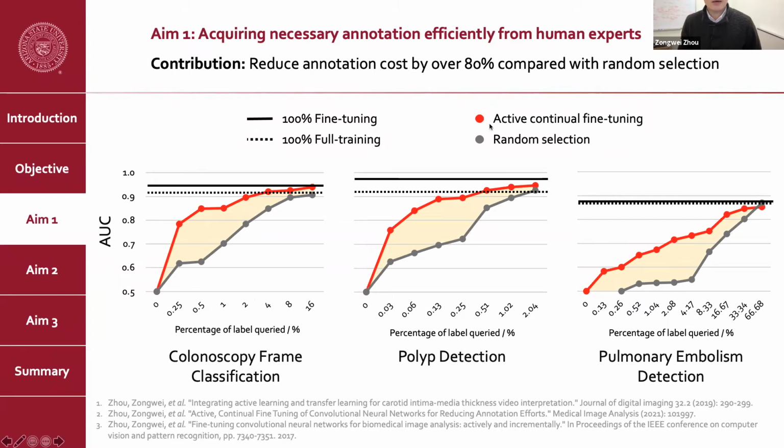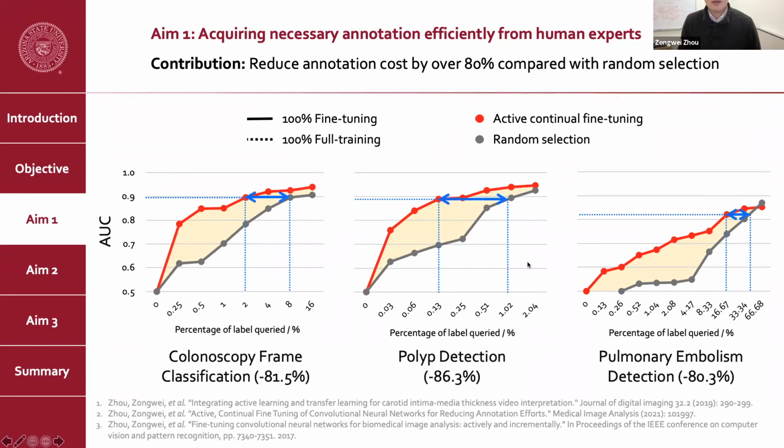And here the red dot is our proposed method, and the gray one is the random selection. So they do not care which one is important, which one not. So you can see we concluded that using our active learning selection method, the annotation cost can be reduced by more than 80% compared with random selection.